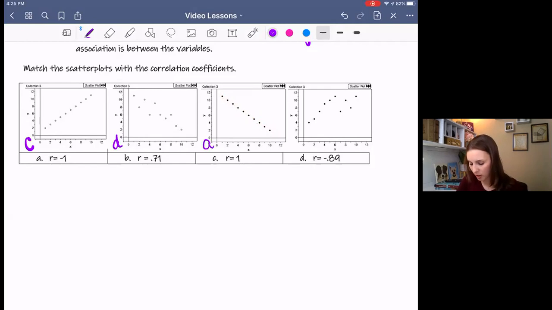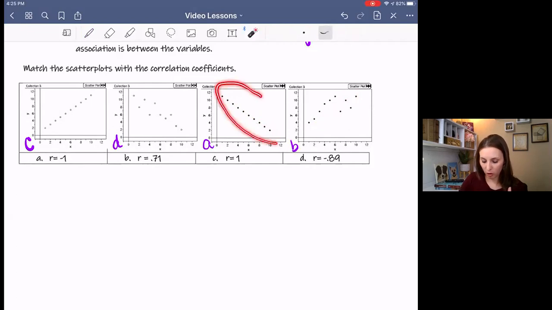And then the last one, it is positive, it's going upward, moderately strong between the two variables. So those should be your matching choices. Remember that the correlation coefficient shows how closely related the variables are. So these variables are strongly related in the negative direction. The bigger the x values get, the smaller the y values get in a linear pattern.